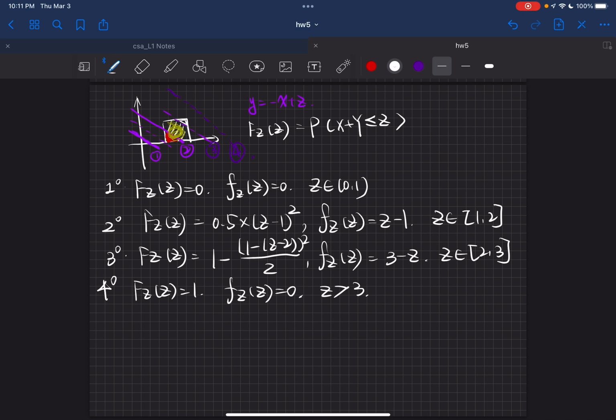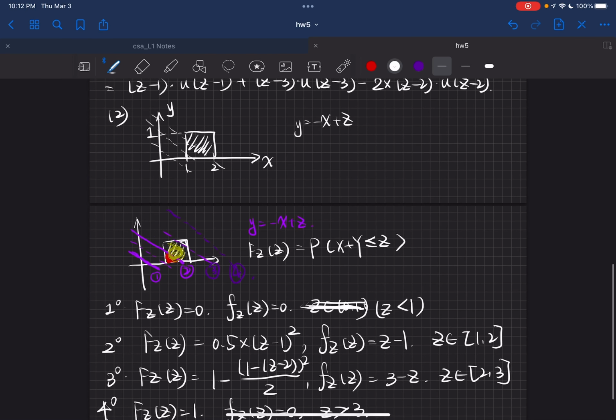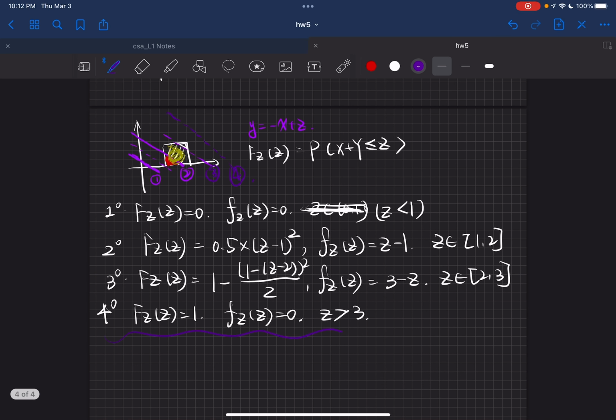Yeah, I need to correct that the first case should be z smaller than 1. Yes. And we get this formula, and it corresponds with what we got when we used the convolution method. These are actually the same.